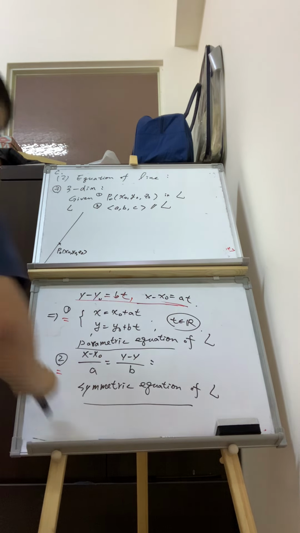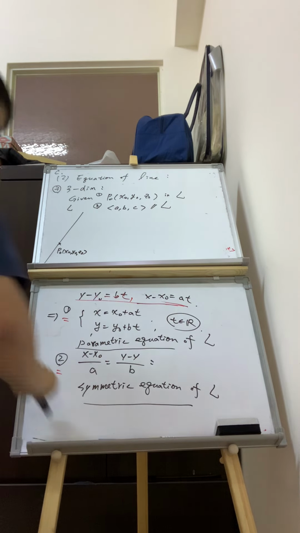Any vector in L must be of that form. It must have the same direction, but of course, they could have different lengths. Anyway, if they are parallel, it means they must have the same direction as V, which is (a, b, c).